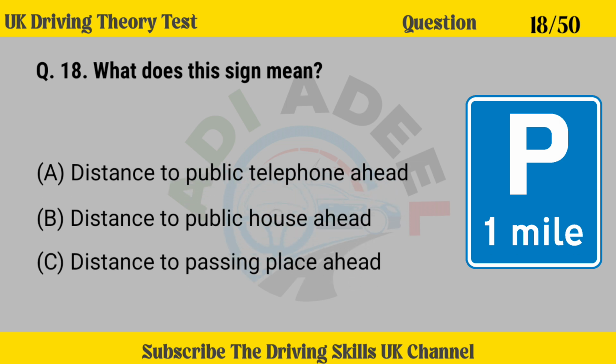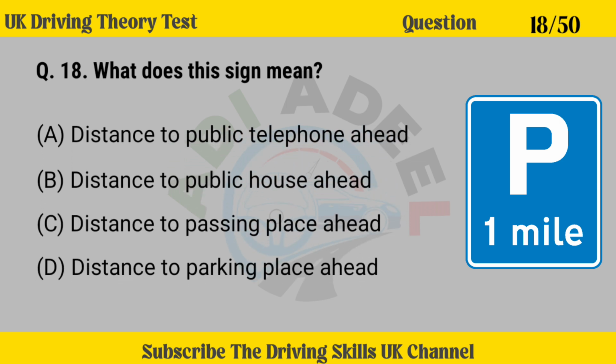Question 18. What does this sign mean? A. Distance to public telephone ahead. B. Distance to public house ahead. C. Distance to passing place ahead. D. Distance to parking place ahead. The right answer is D. Distance to parking place ahead.